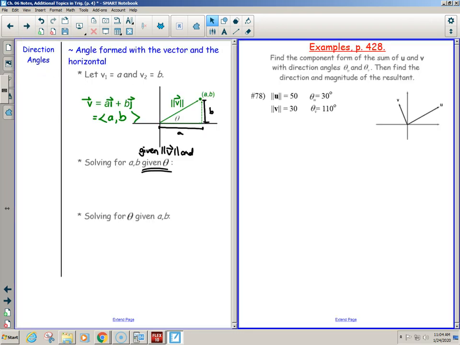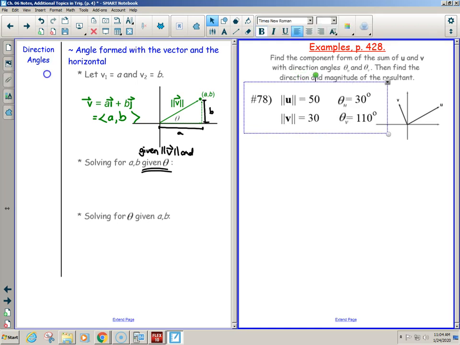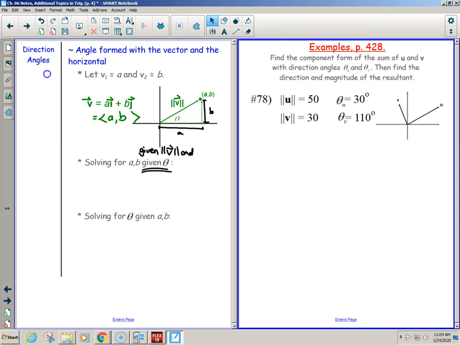What if they were to give us two vectors, and these were the ways they gave us the vectors. They gave us the magnitude of u being 50, the direction of u being 30 degrees. They gave us the magnitude of v being 30, and they gave us the direction of v being 110.